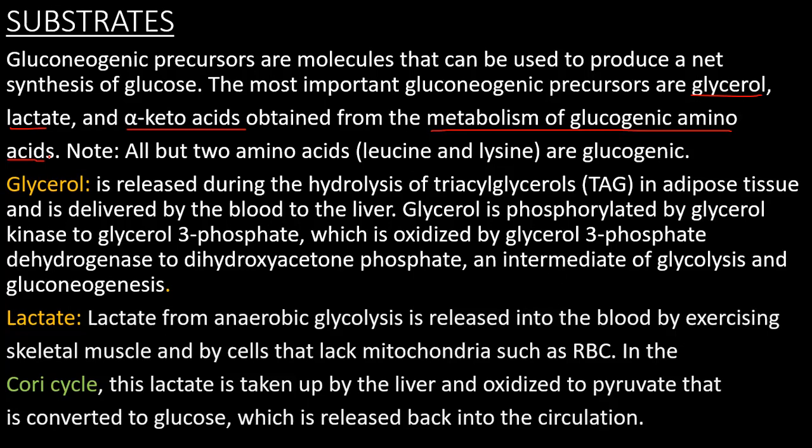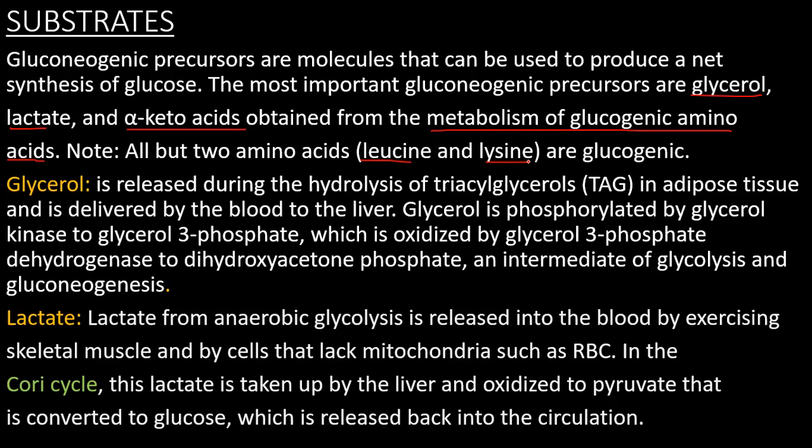All the 20 amino acids are gluconeogenic, apart from only 2, leucine and lysine, which are purely ketogenic, okay? But all the others are glucogenic. But we have others which are both glucogenic and ketogenic. When I say ketogenic, I mean they produce ketone bodies. When I say glucogenic, they can produce glucose.